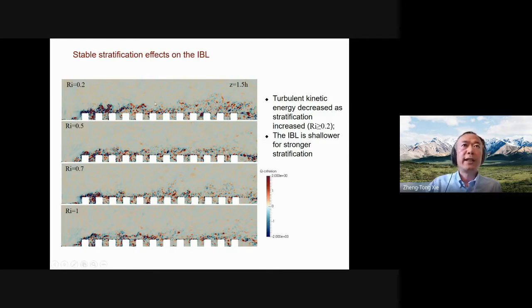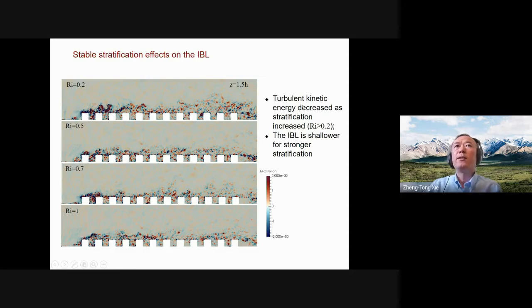Here is the Q criterion at different stratifications. Remember for these 1, 2, 3, 4, the incoming turbulence is the same. This is the vertical plane across the buildings, actually at the central plane of the buildings, over the buildings.